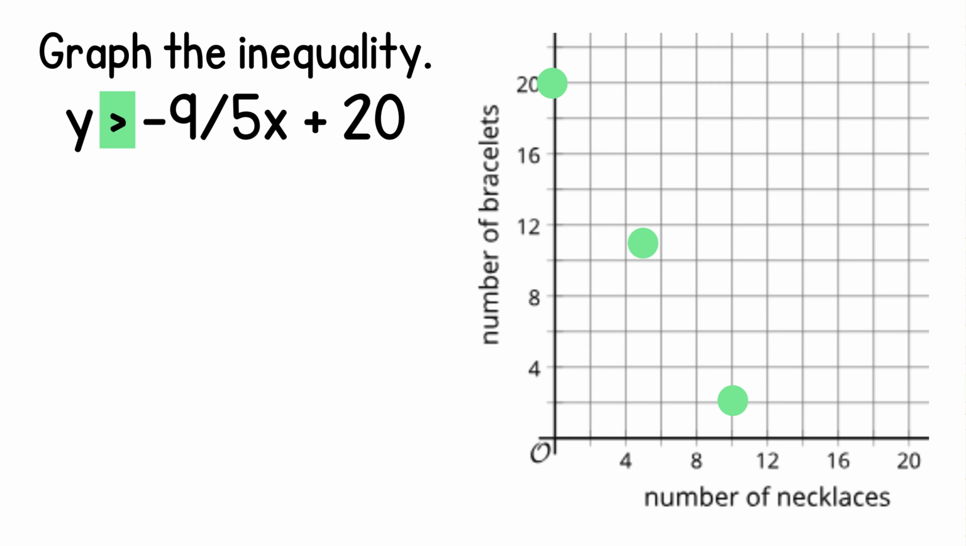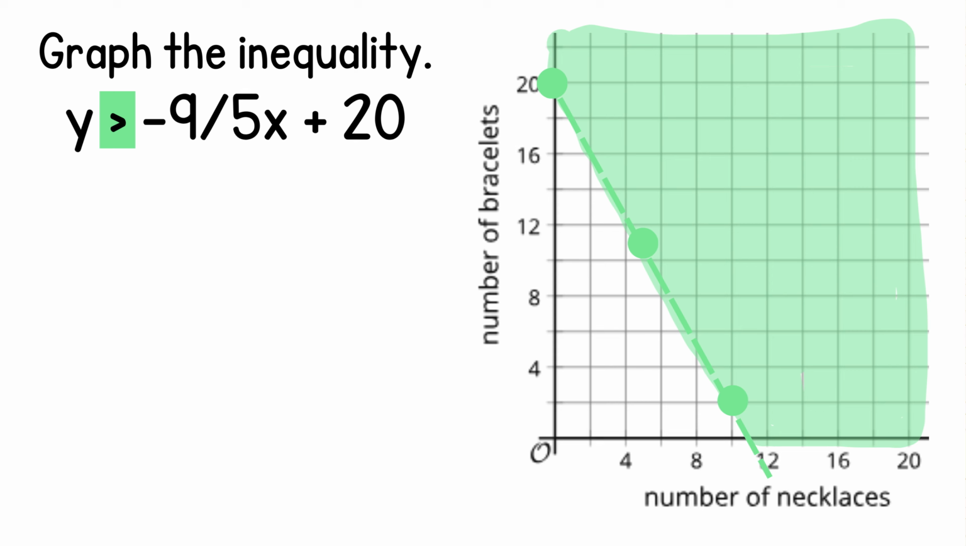Now let's determine what line to draw. Our symbol is greater than, so that says that it can't equal that line, so we'll draw a dotted line. Now we also need the shading, so the symbol greater than says that we should shade above the line.